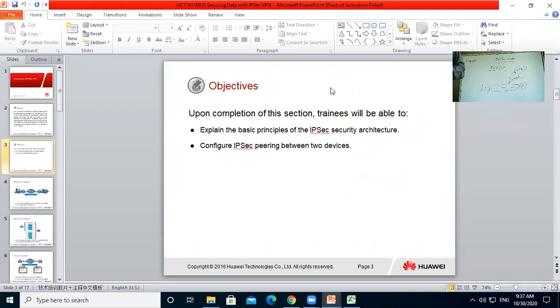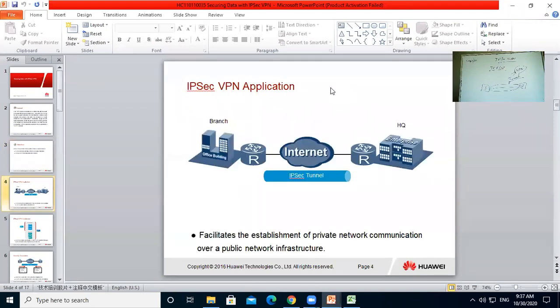Next, in this topic, we learn how to build the architecture for creating the VPN, which is a peer-to-peer connection. In this slide, you can see the IP security VPN application. So basically, it is like a peer-to-peer connection.